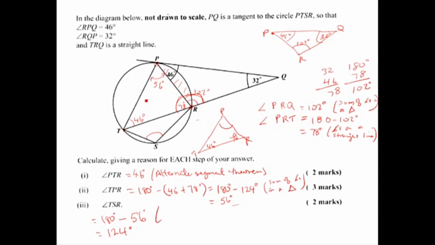And the reason for this is that these are the opposite angles of a cyclic quadrilateral. You can read that, but we can also say sum to 180 degrees. Opposite angles of a cyclic quadrilateral. I think we could stop there, but sum to 180 degrees is also fine. And so this angle here is 124 degrees.